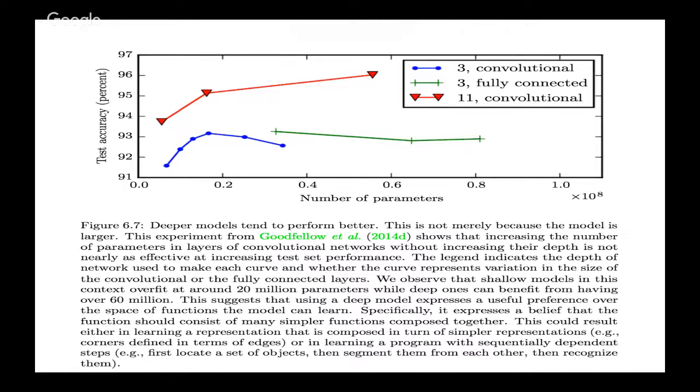chooses a function from a class of functions which has sequentially dependent steps. So it first locates a set of objects, then derives something on top of it, and then derives something on top of those results. Because it can prefer that function, it can have a better test accuracy.